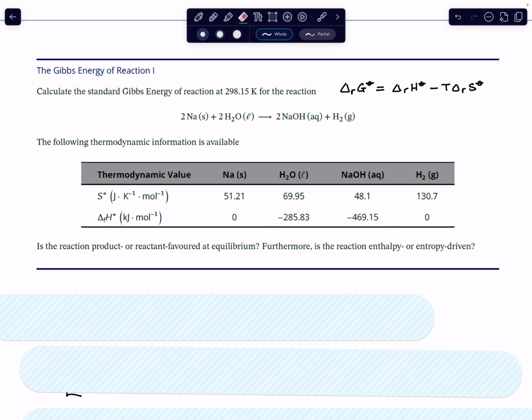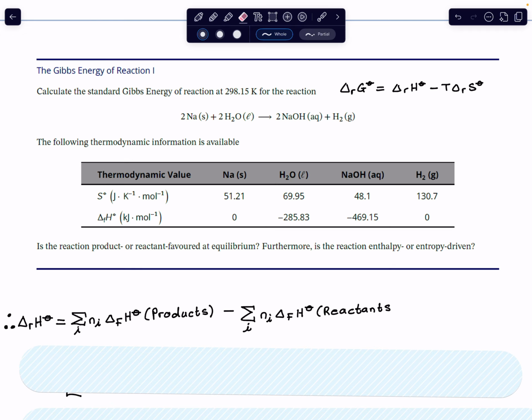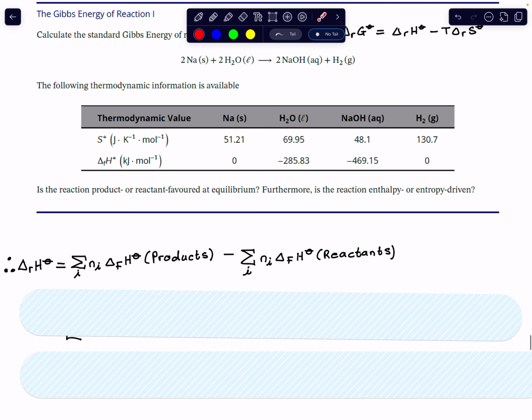So let's start with the enthalpy of reaction. To calculate the enthalpy of reaction from the standard enthalpies of formation, we will use something that hopefully you've seen a couple of times before, and that is that our enthalpy of reaction is equal to the sum of the enthalpies of formation of the products minus the sum of the enthalpies of formation of our reactants.